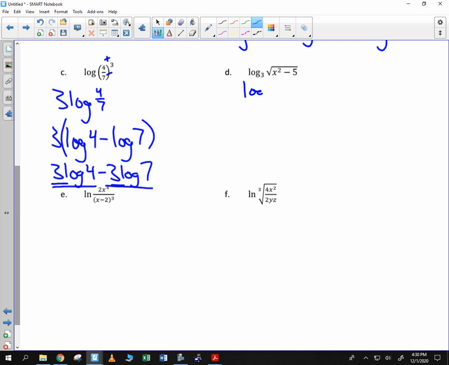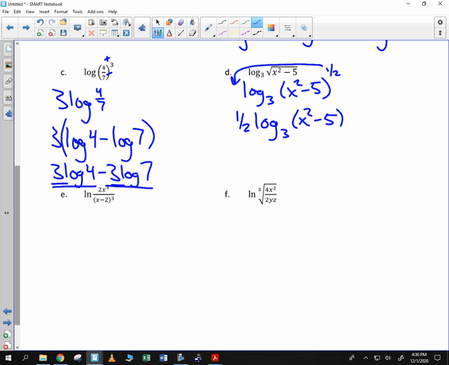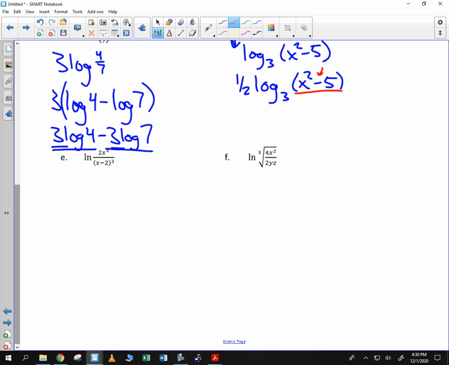This situation we rewrite as log base 3 of x squared minus 5 to the 1/2 power. We can dump that 1/2 out front. 1/2 log base 3 of x squared minus 5. So now that I have that, some people want to separate this x squared minus 5. Well, you can't. You can't separate this subtraction. You can only separate the product and the quotient. You can't dump this 2 out front either because the 5 and the x are not being squared as a product. So that does not work either.